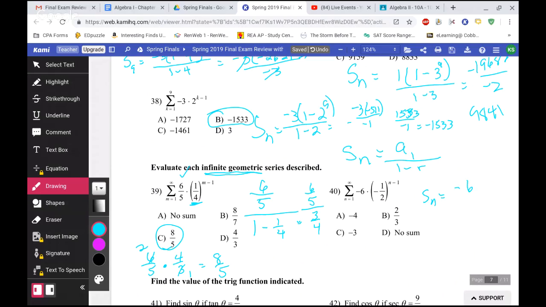So you get -6 over 1 minus negative 1/2, which is -6 all over 1 minus a negative 1/2, which is a positive 3/2. You keep, flip, change, and get -4.